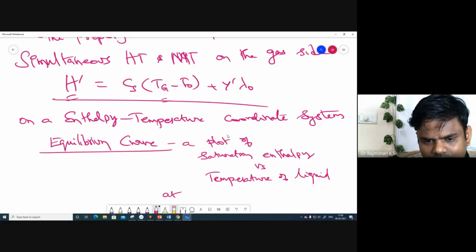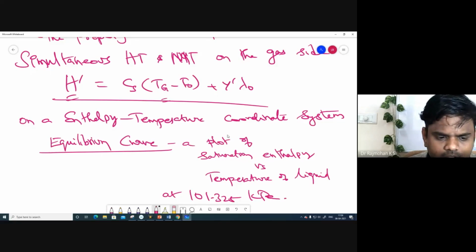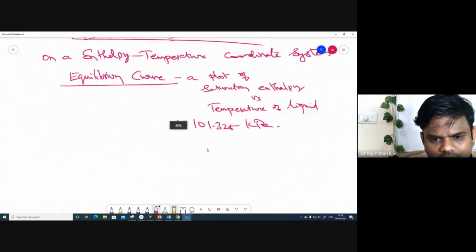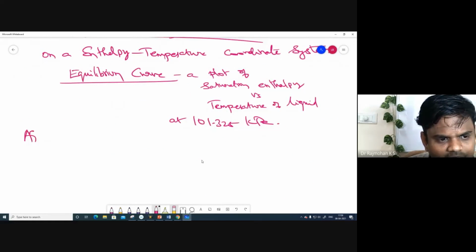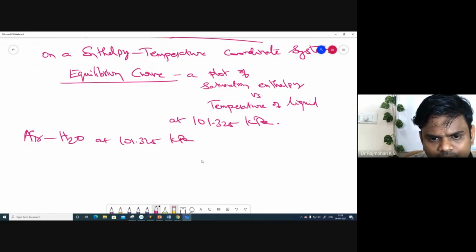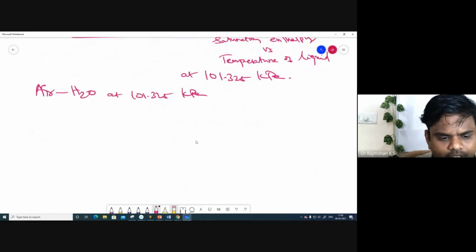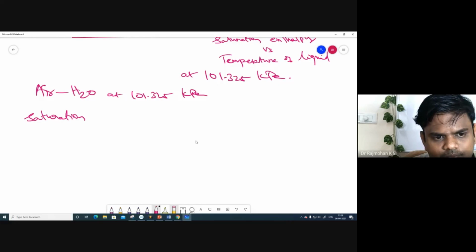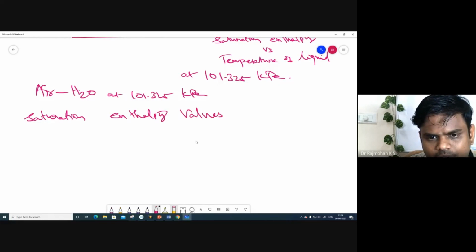At standard condition, 101.325 kilopascal, that is 1 atmosphere, the saturation enthalpy data is going to be the same because for an air-water system it is fixed, right? So for an air-water system at 101.325 kilopascal, we can write the data of the saturation enthalpy values of the air, water vapor, water system.